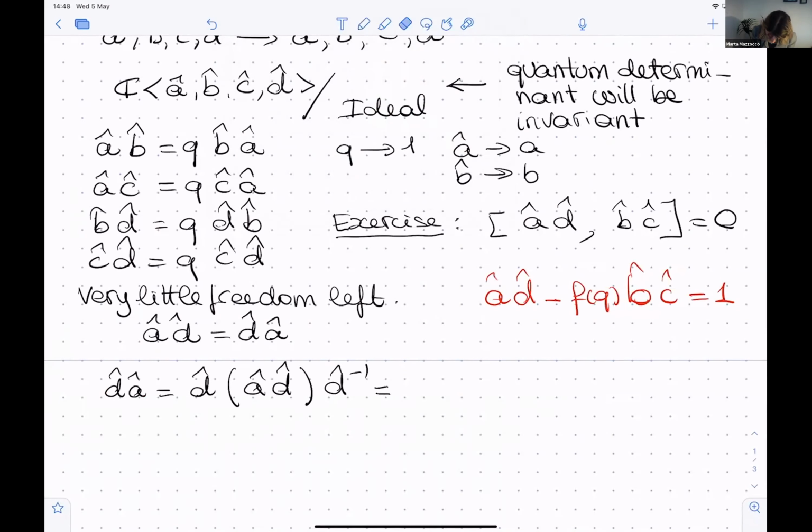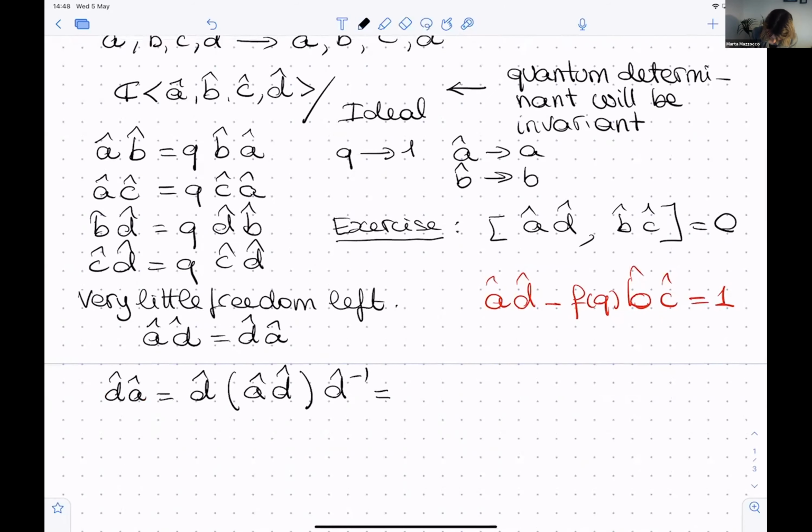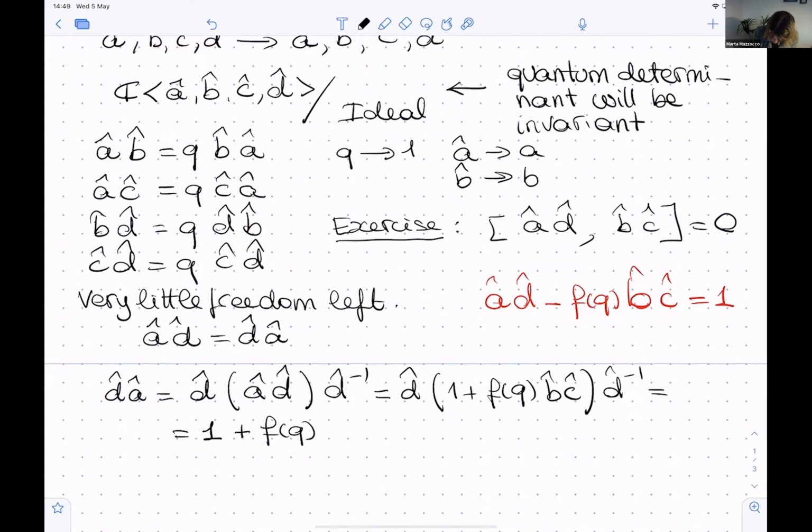And now I use the determinant to express AD. So I have d times (1 plus f of q) bc d minus 1. And now I'm going to simplify this. So d times 1 times d minus 1 is again 1. F of q is some function of the parameter, which I assume to be commutative with everything. So I can rewrite this as dbc d minus 1.